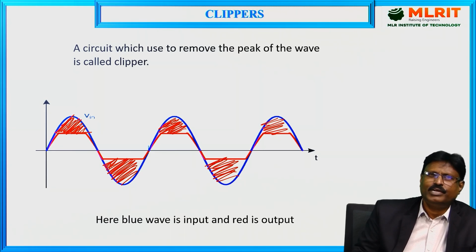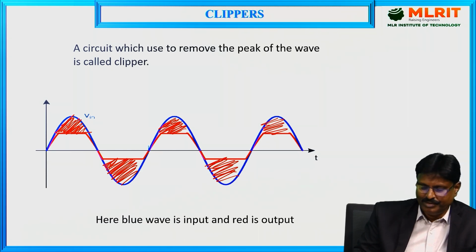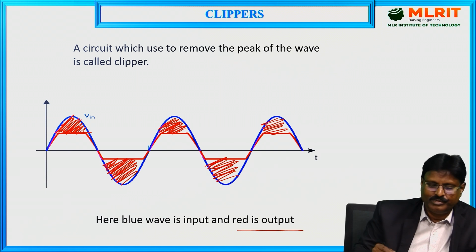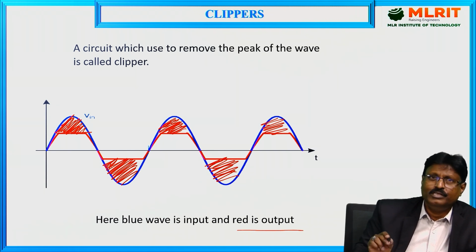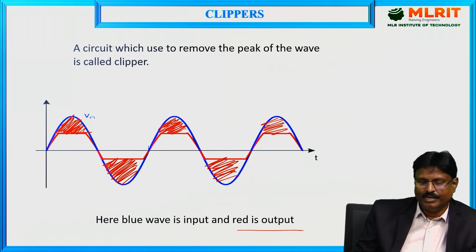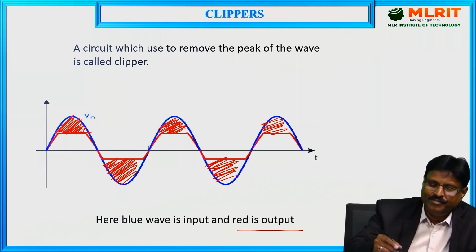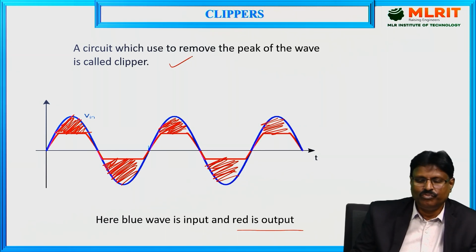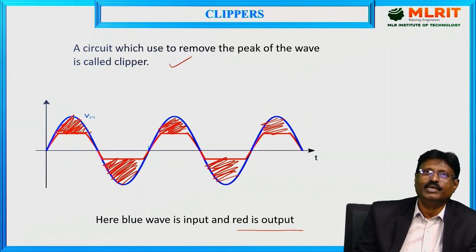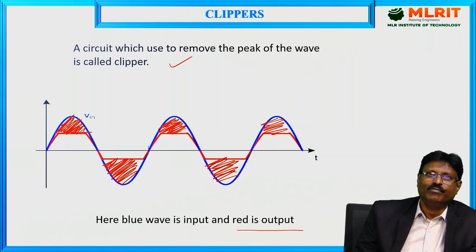So that is nothing but clipping. I need to remove the unwanted portion of the given input signal. As you can see here, red is the output and blue is the input. So this type of application will be done by making use of a clipper circuit. That's why the definition goes like this: a circuit which is used to remove the peak of the wave is called a clipper.